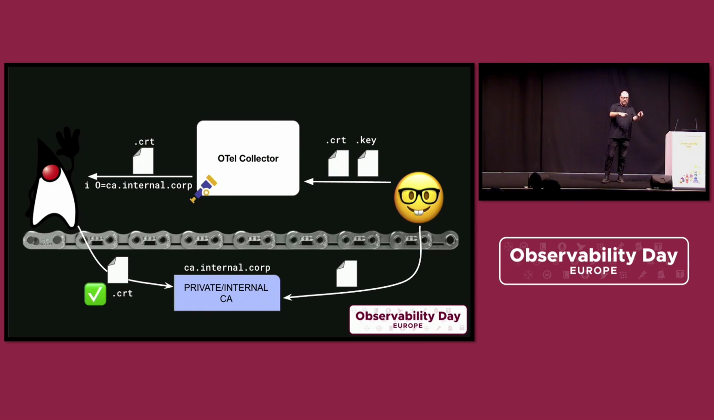And then when those are issued to a client, in this case Java, the issuer on that cert will say, yeah, I'm issued by ca.internal.corp, and then it's just a one hop, and in some cases it's just a local file. It's not actually a server call to validate that cert is acceptable for you.